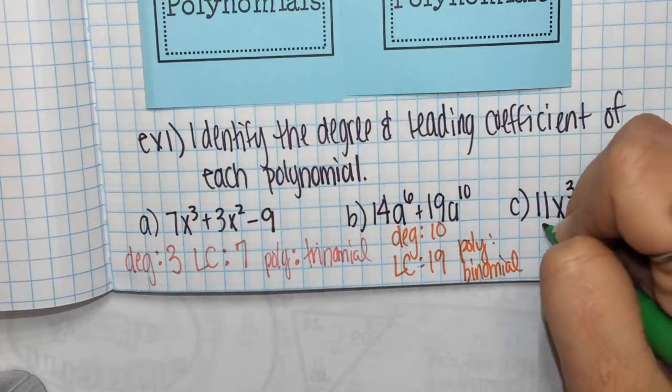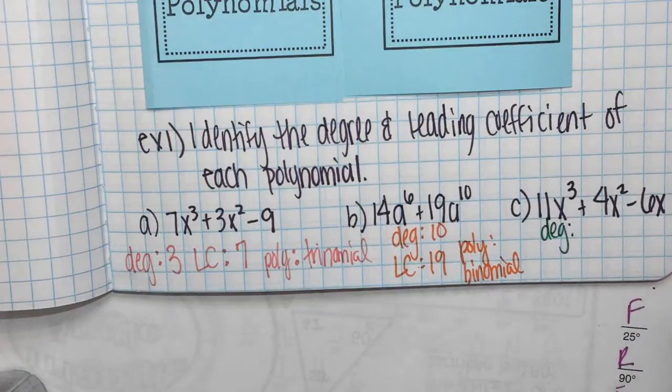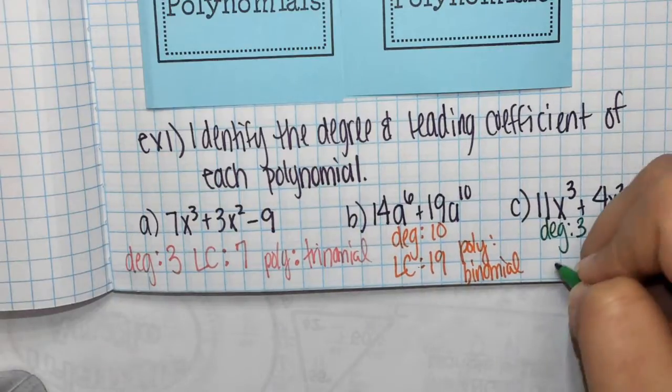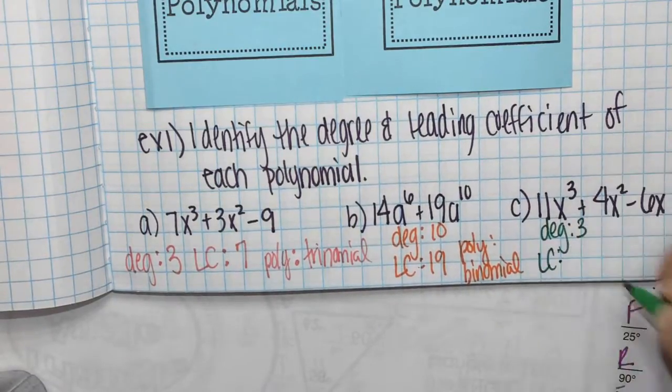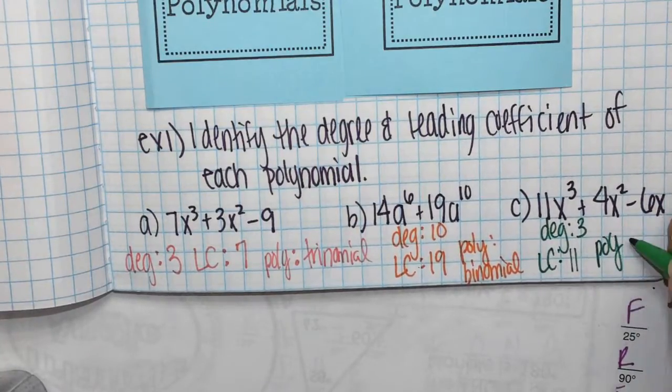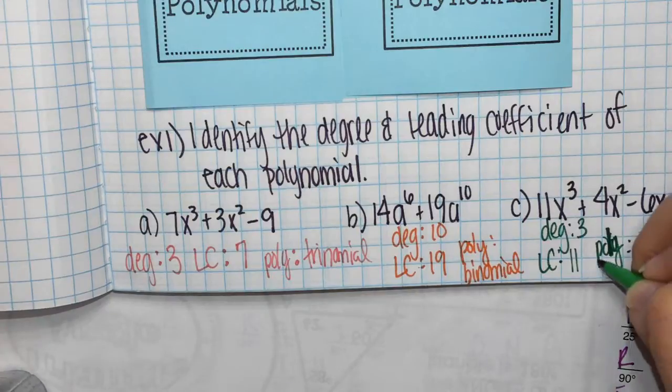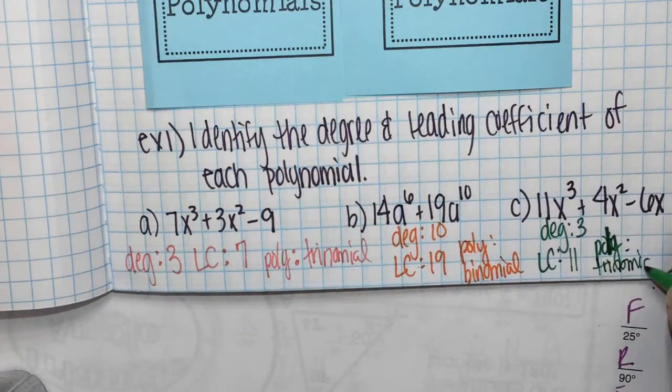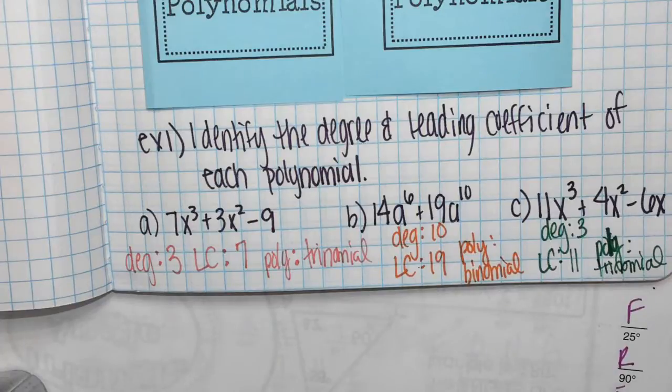Potato. What is the degree? Who have I not heard from today? Alexa, tell me the degree. 3. Good. Take a point. Manny, tell me the leading coefficient. 11. Good. Take a point. Kimberly, tell me what kind of polynomial it is? Trinomial. Good. Take a point, since that was a team effort. Does anybody have any questions?